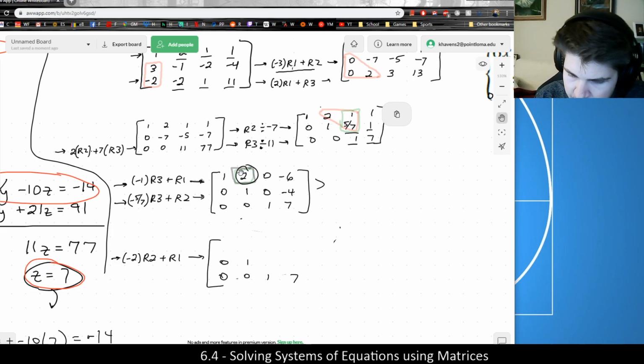So if I'm going to do that, I'm going to take negative 2 times row 2, which is 0, plus the first row is 1. 0 plus 1 is 1. Then 1 times negative 2 is negative 2, plus 2 is 0. Then I'm going to take negative 2 times 0 is 0, plus 0 is 0.